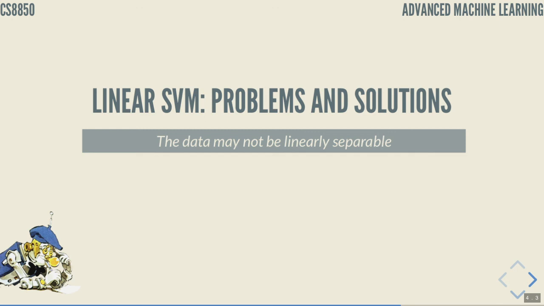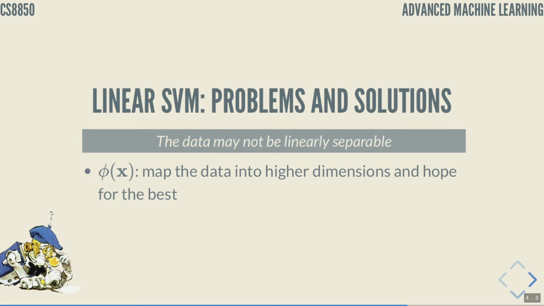So the data may not be linearly separable. This is linear SVM. What do we do? Well, there are two solutions. One is to map the data into higher dimensions and hope for the best, with a feature mapping phi. Another solution is to just allow some error, introduce a soft margin instead of the hard margin, as we just considered. The support vector machine formulations that we just considered, both of them, are called hard margin SVM. So by allowing some error, we will introduce a soft margin.